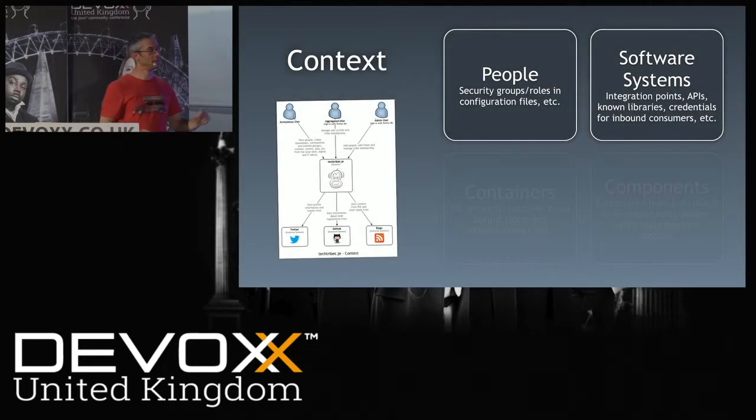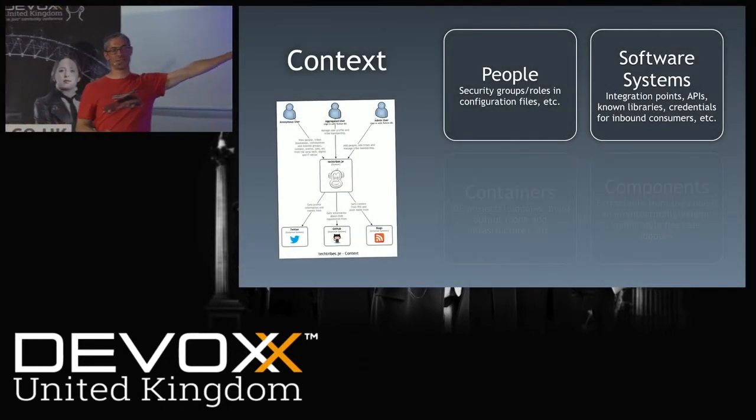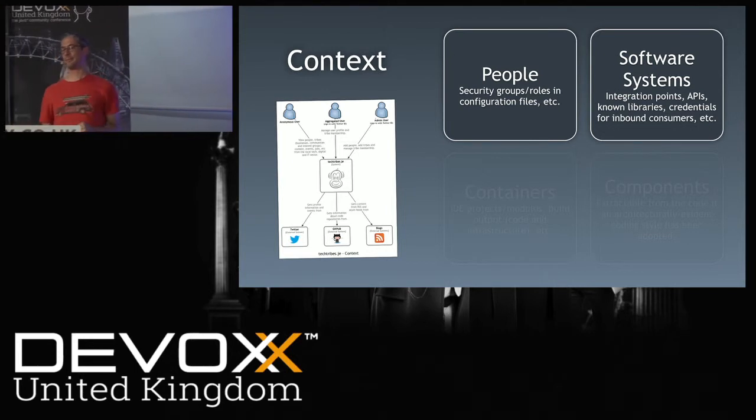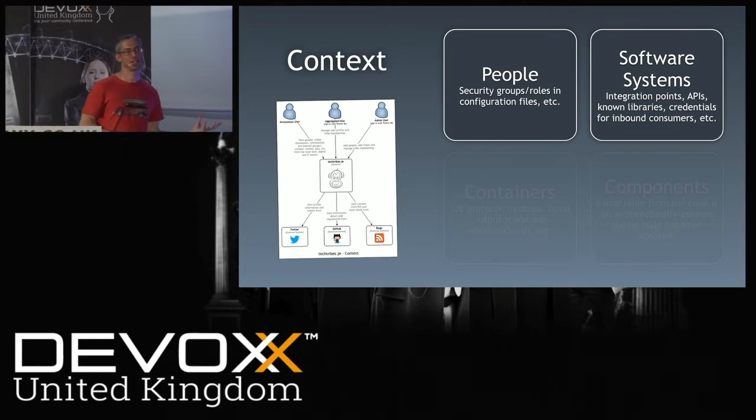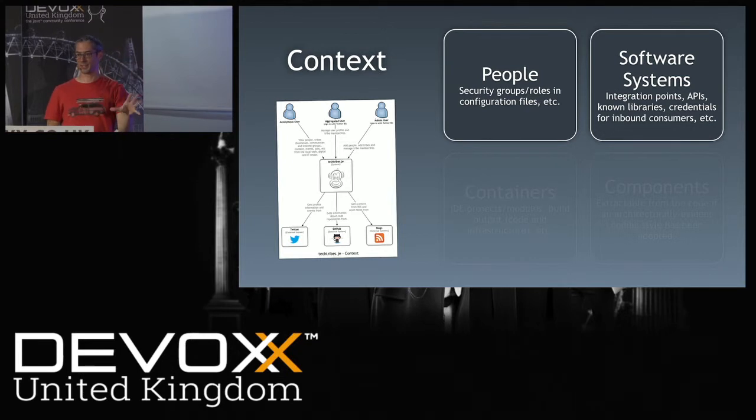Let's try this out. Let's imagine we want to draw a context diagram of your system automatically. The context diagram shows users and people and systems, system dependencies. Can we get an accurate list of people from your code base?